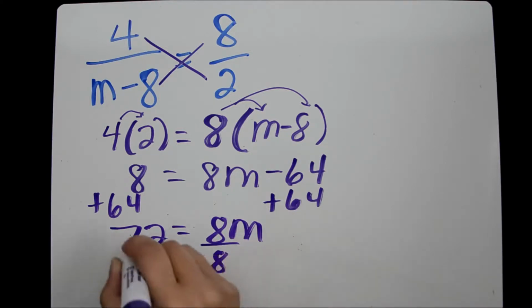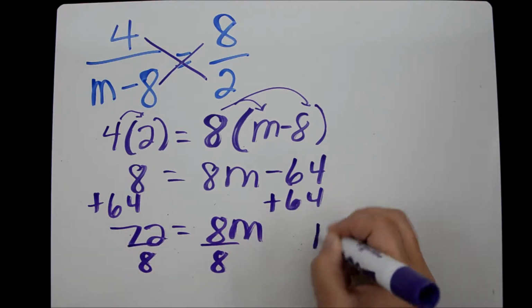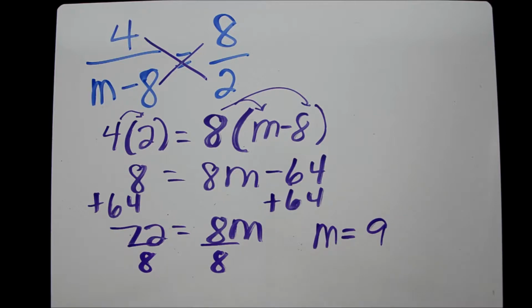And then we're going to undo the multiplication by division. So we get m is equal to 9. Let's take a look at another example.